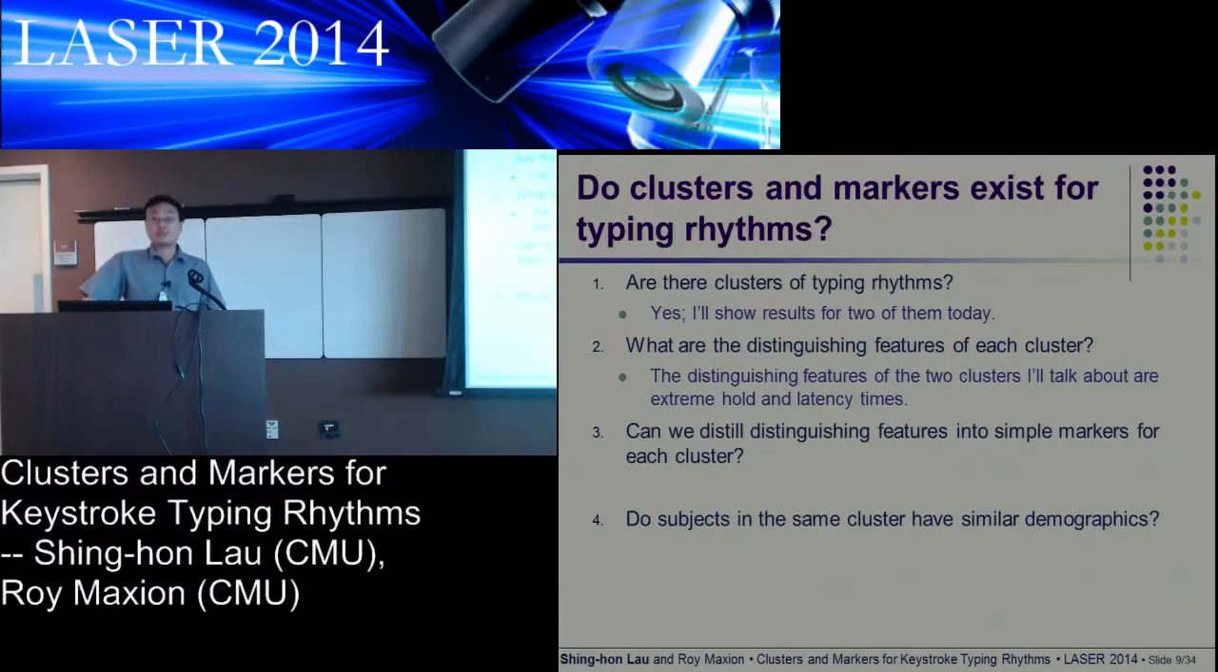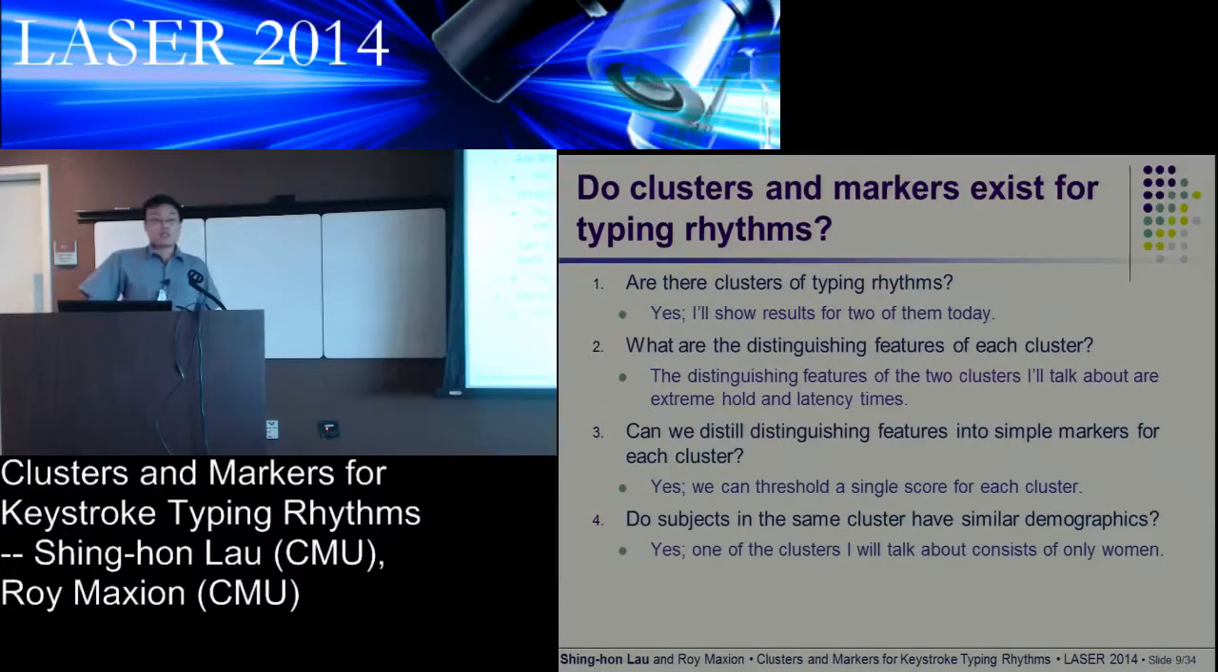As for distinguishing features, there are quite a few. And for the clusters I'll talk about, these are extreme hold and latency times. The hold time is how long you hold down a particular key when you type. The latency time is the time between key presses. And finally, for distilling distinguishing features into markers, we can do so, and in fact, we can get a single threshold score, which will constitute the marker for each cluster. As for the demographics, yes, there are also similarities there. In fact, one of the clusters that I'll talk about today consists of only women.